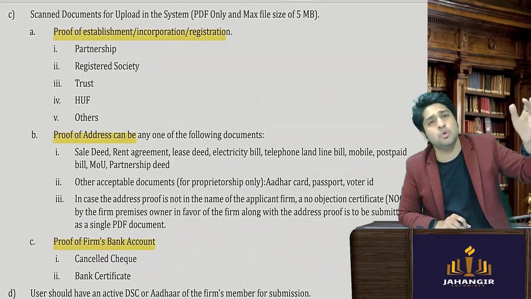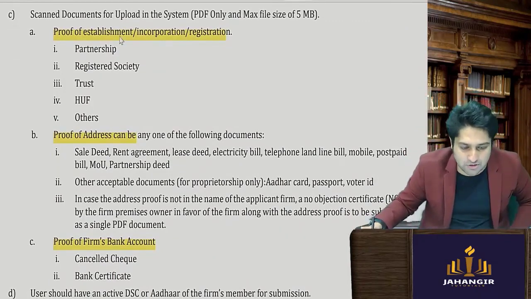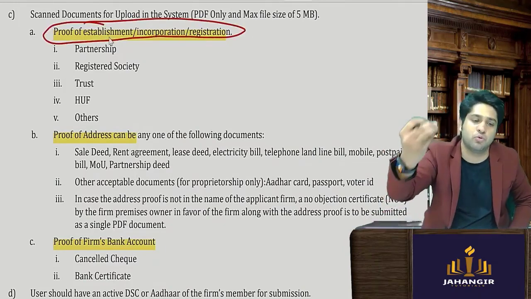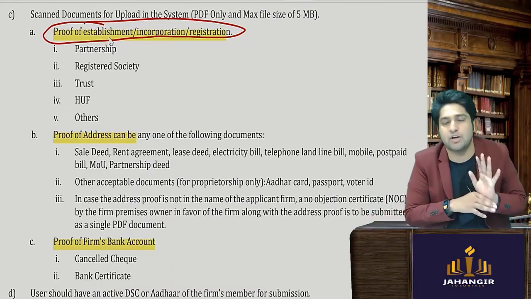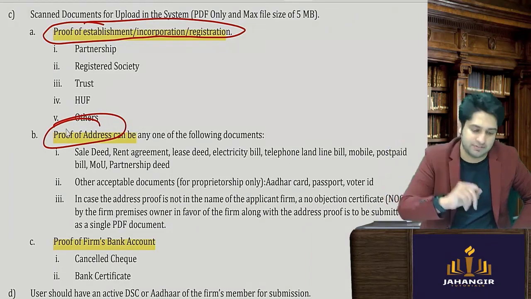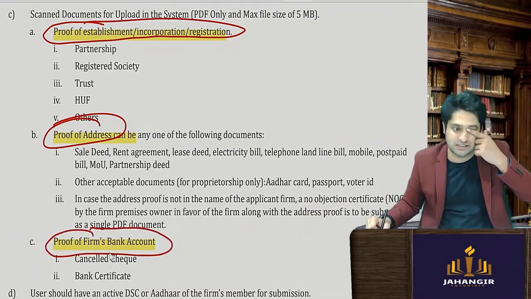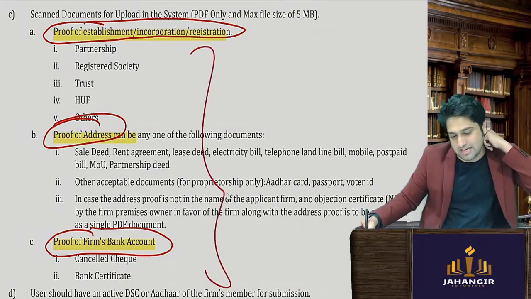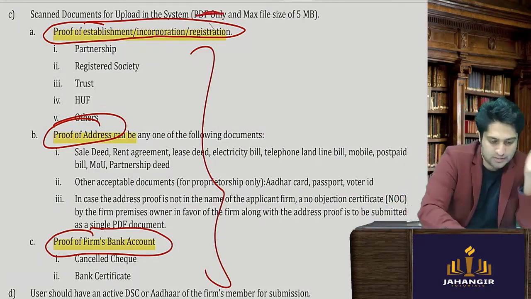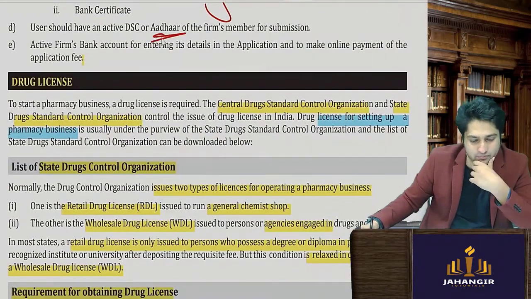Since you will notice, whenever you go for any registration, they will ask you proof of establishment or incorporation, right? Ki bhai, give me your proof of establishment. So I'll give my certificate of incorporation, etc. Proof of address, your place of business we will give, and lastly the proof of your bank account. So you will take a cancelled check. So all these things will be there to get this. Also you will give a photo if it's an individual. He should have an active Aadhaar card.